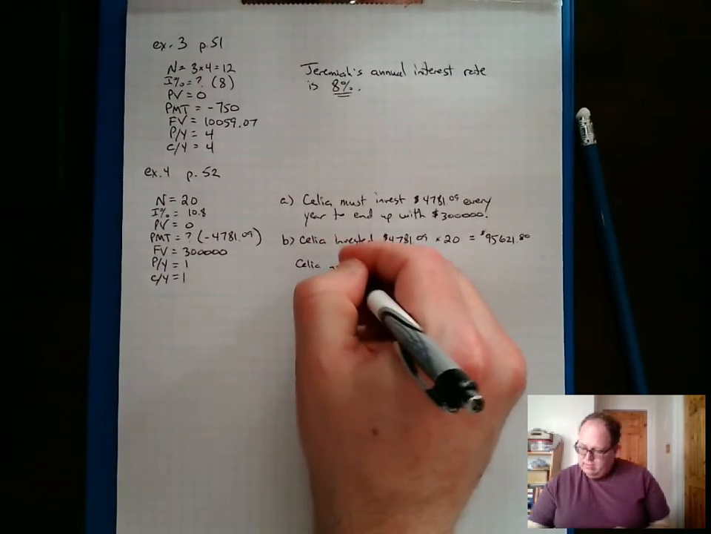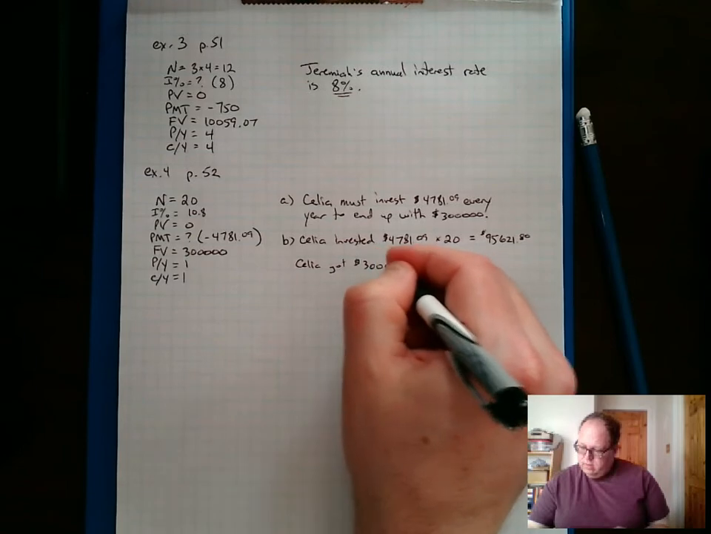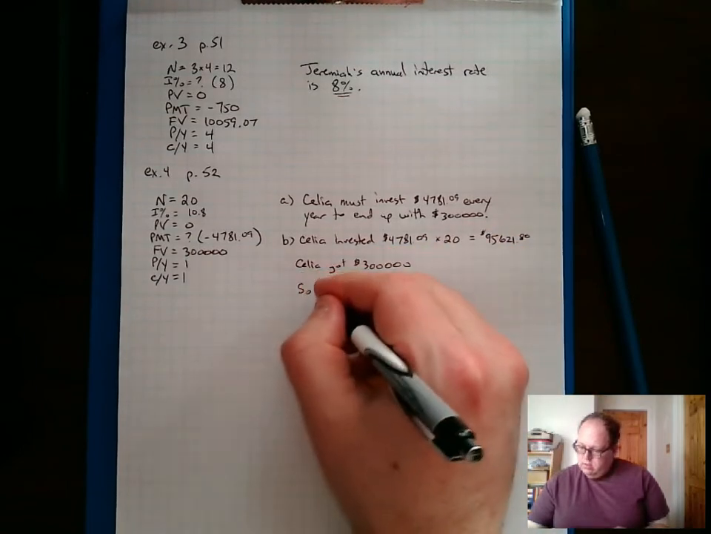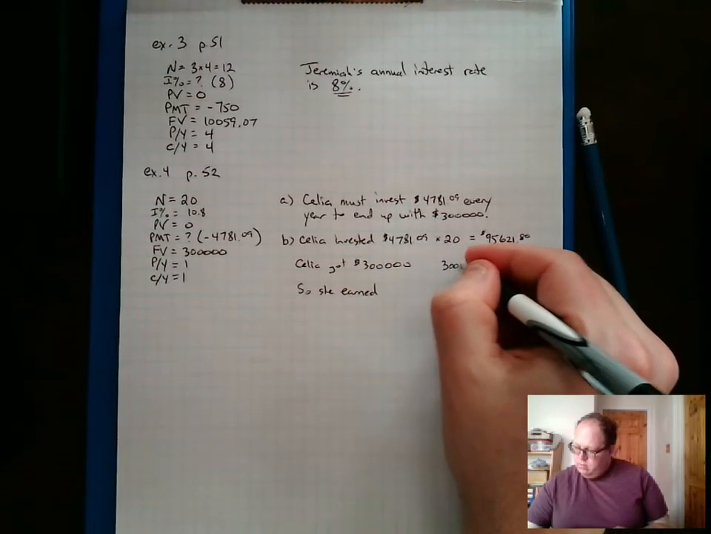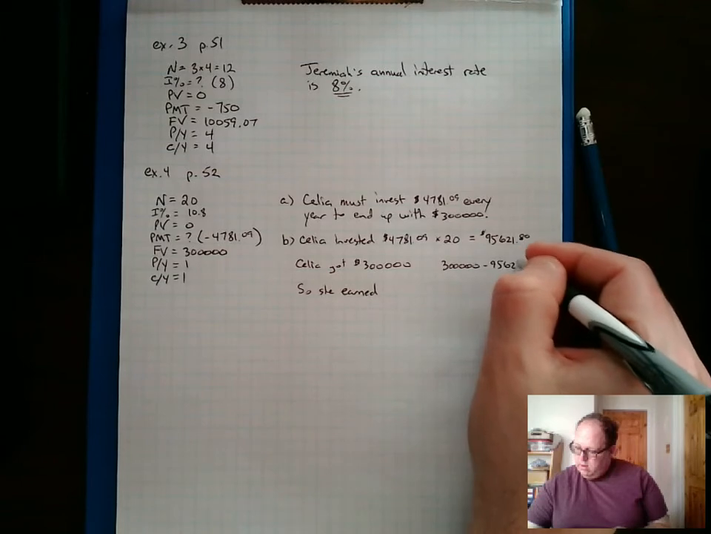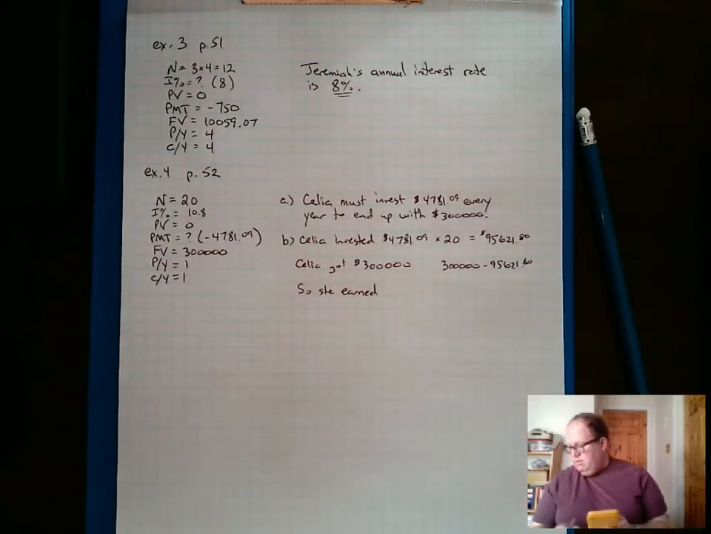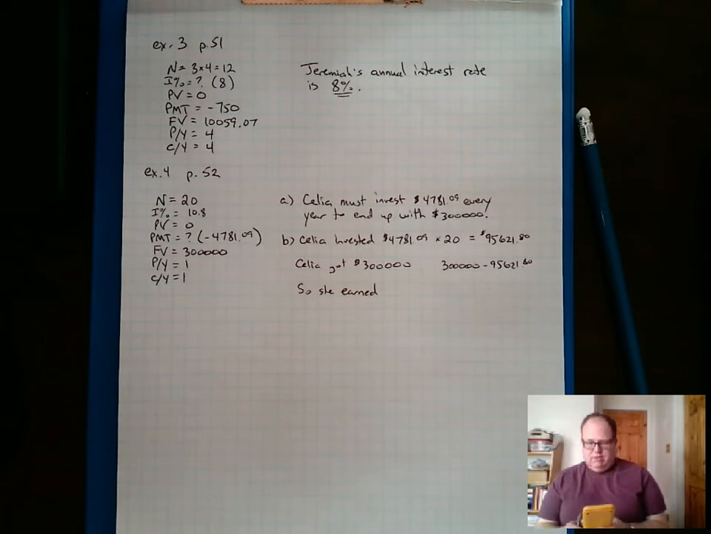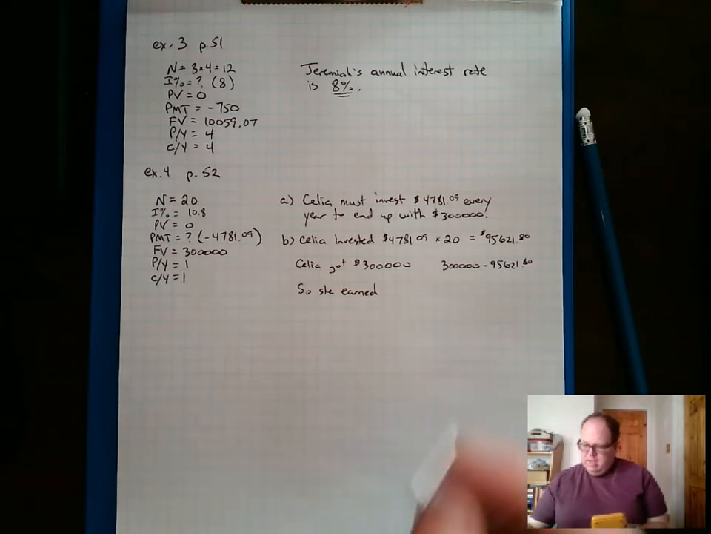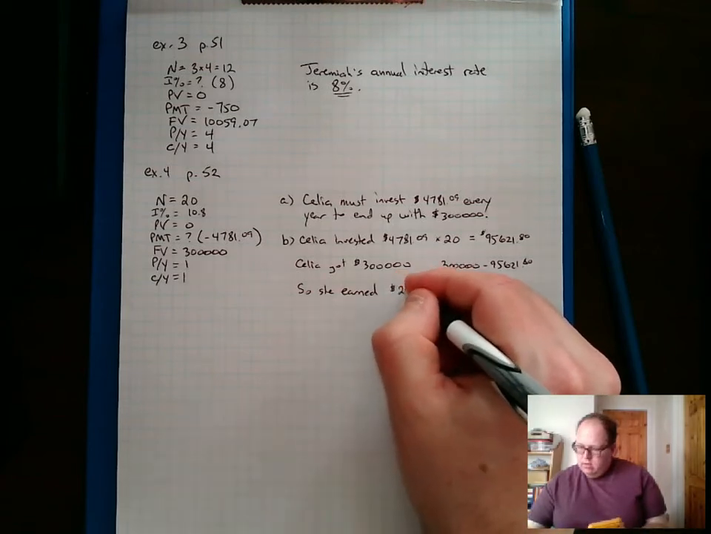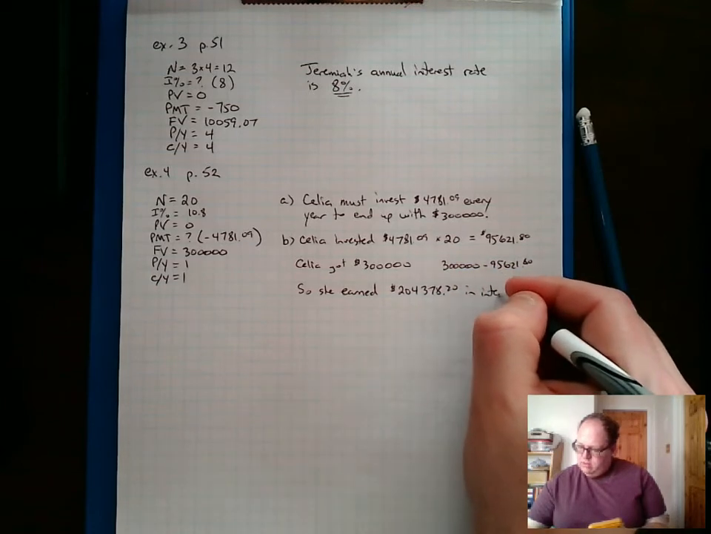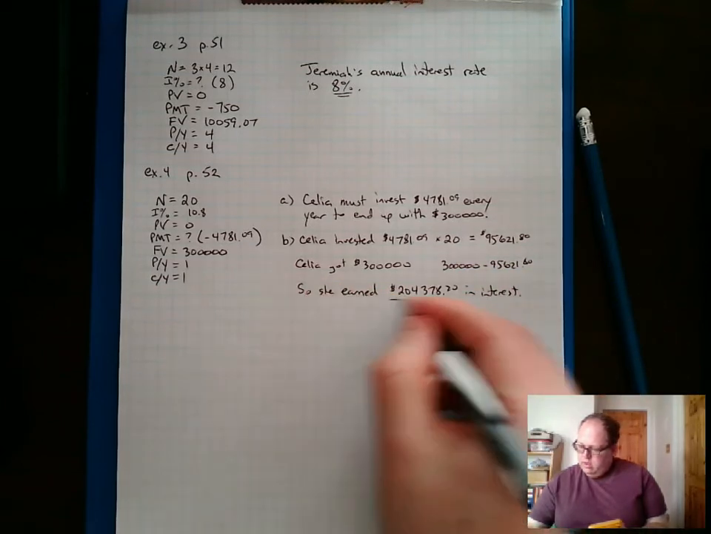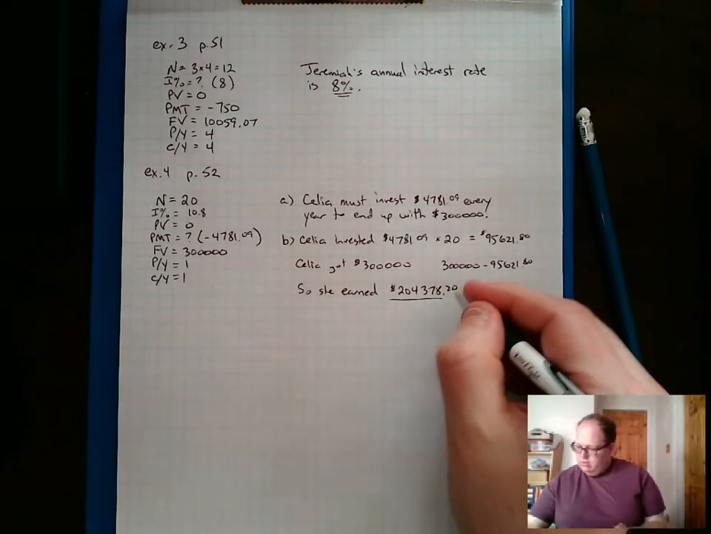Celia got $300,000. So she earned the difference between the two, or $204,378.20, I think. Yay. $204,378.20 in interest, which is a lot of money to get in interest.